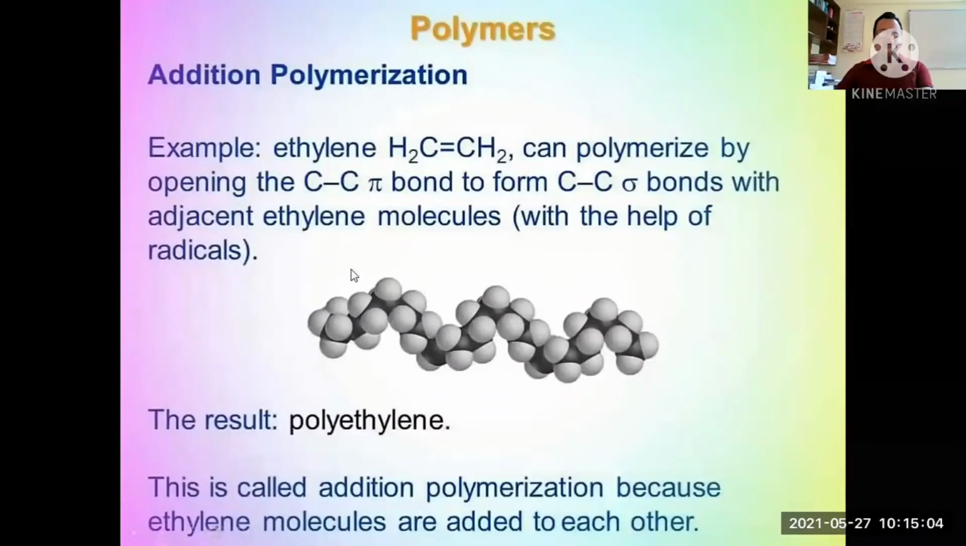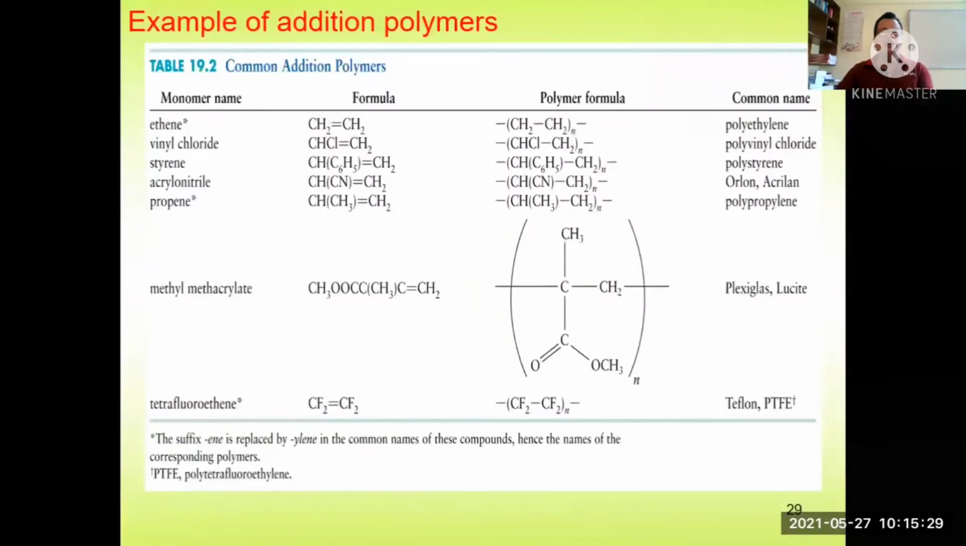Another example of addition polymerization is polythene. In polythene, the ethylene units get joined together by carbon-carbon sigma bonds, and this carbon-carbon sigma bond is formed through the carbon-carbon pi bond in each monomer. And in this process, no simple molecule is lost. So we call it addition polymerization, and the polymer is called addition polymer. These are some examples of addition polymer.